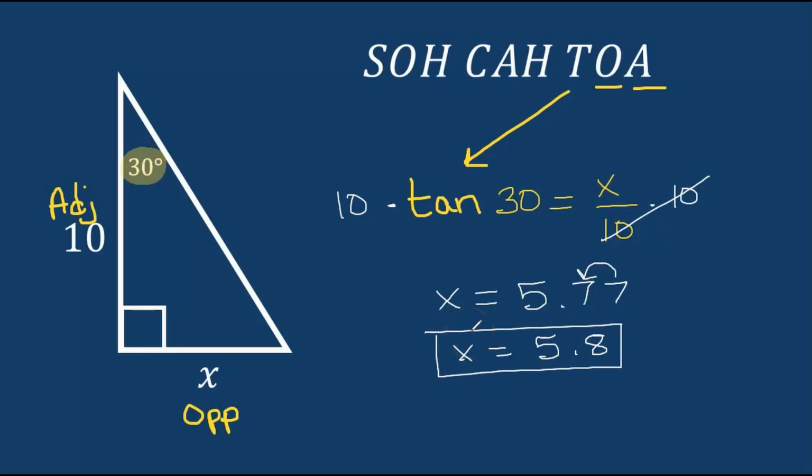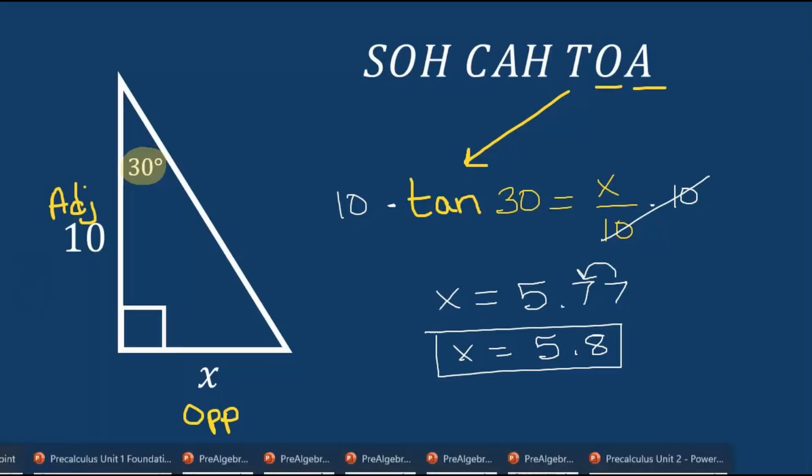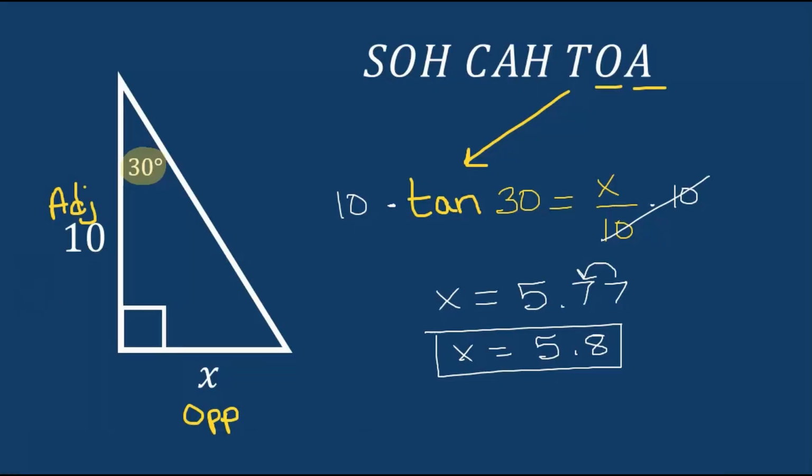So now we've learned how to use sine, cosine, and tangent to find missing sides, but what do we do if we have a missing angle?